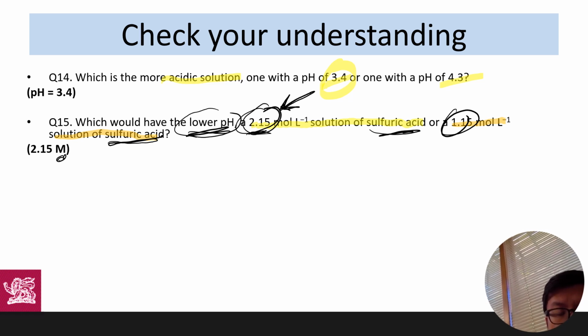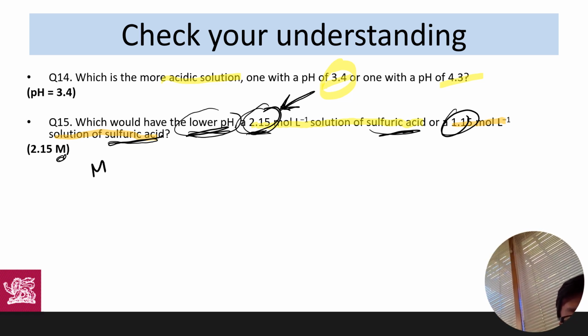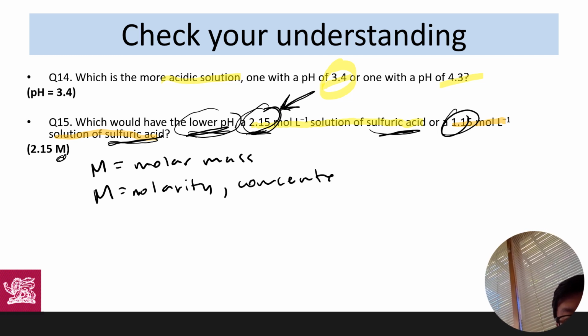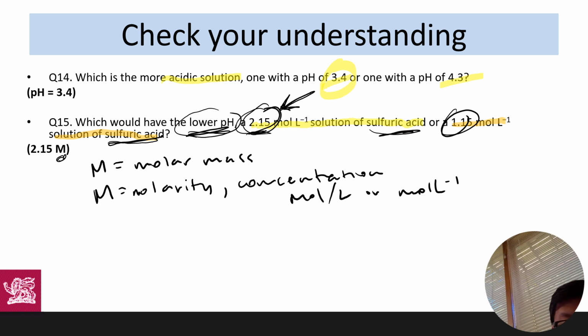And big M, confusingly, big M so far has meant two different things. We've used it to say that it is looking at the molar mass of a substance, and now we're talking about it meaning molarity, which is another word we use to describe the concentration in moles per liter, or mol to the negative 1.